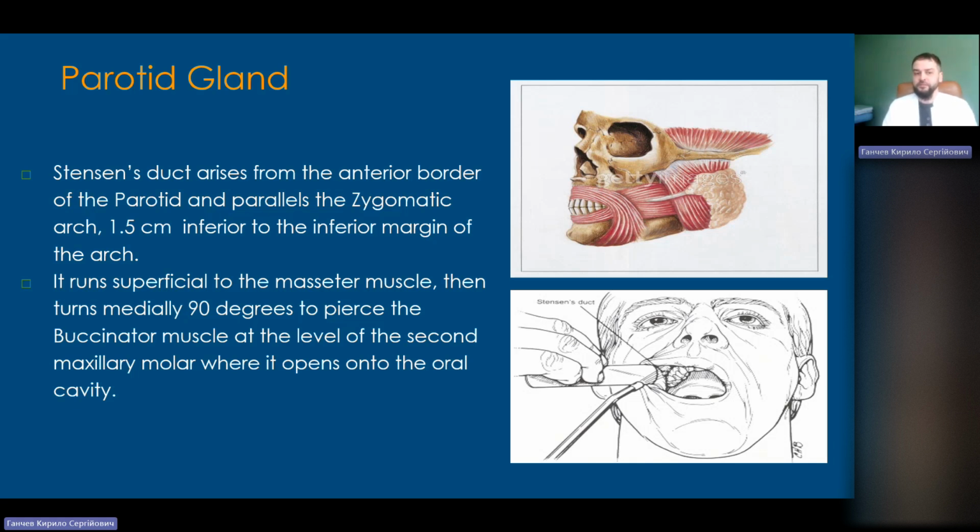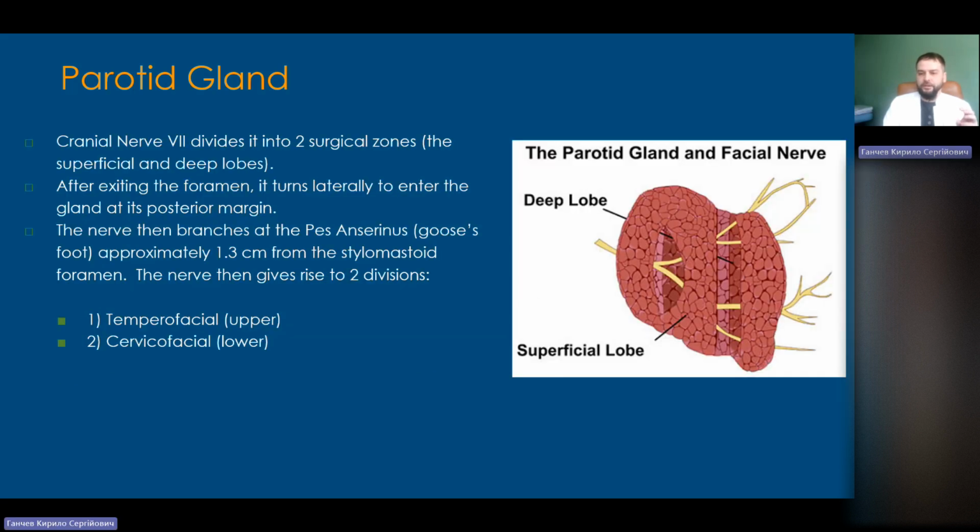It arises from the anterior border of the parotid and runs parallel to the zygomatic arch, right? It runs superficial to the masseter muscle, then turns medially 90 degrees to pierce the buccinator muscle, at the level of the second maxillary molar, where it opens onto the oral cavity. The parotid gland.